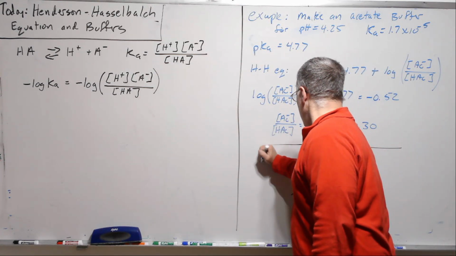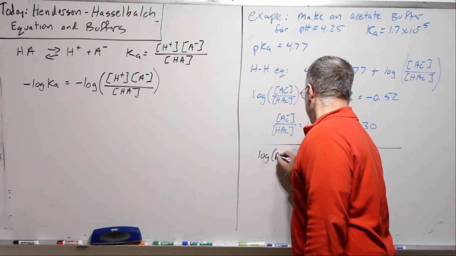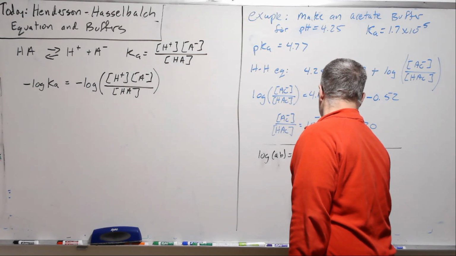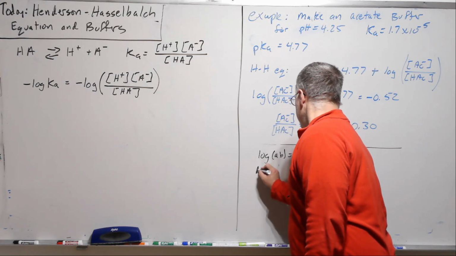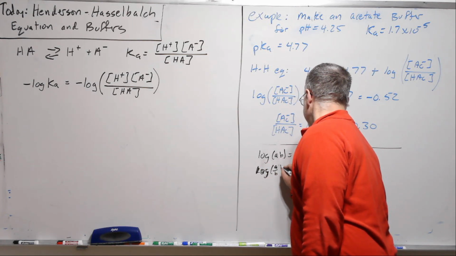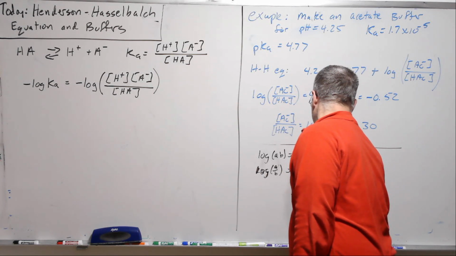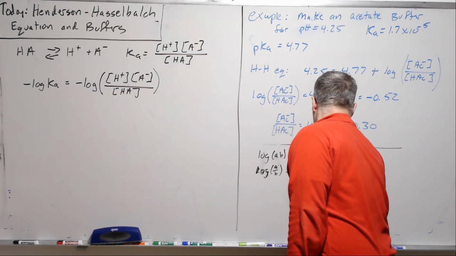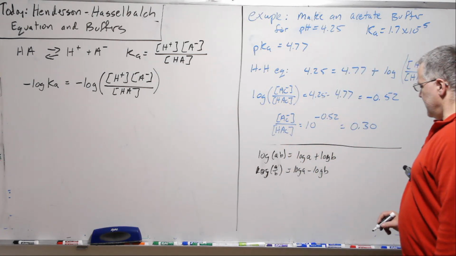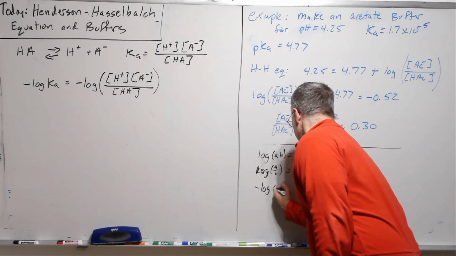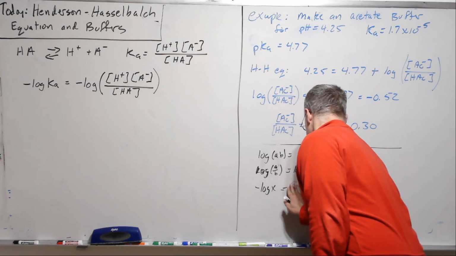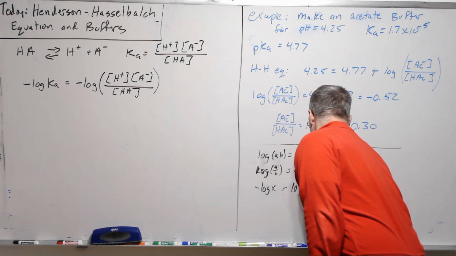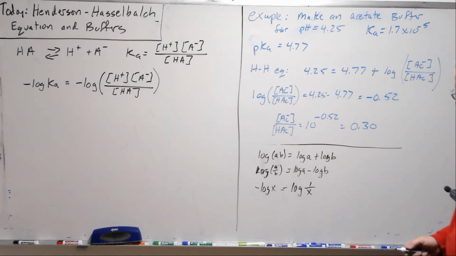So log of A times B equals log of A plus log of B. Log of A over B equals log of A minus log of B. And finally, minus the log of x equals log of 1 over x. This is kind of just for a special case. Okay.